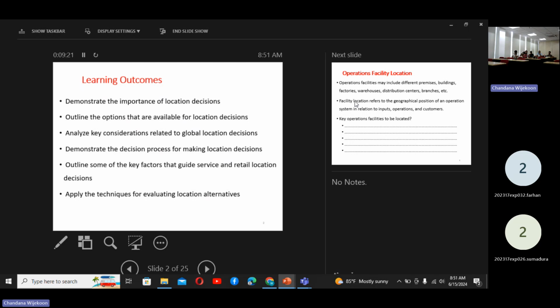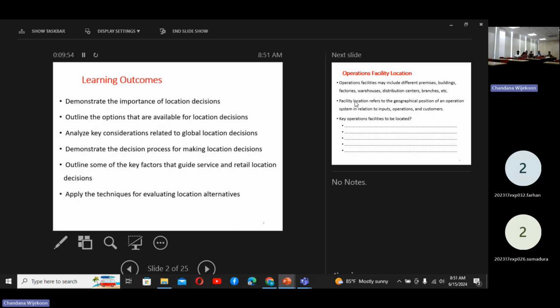What are the options available for facility locations? And then, of course, how location decisions should be made. For local businesses selecting their locations, what to do and what factors to consider. For multinational and global businesses selecting locations, we need to identify what factors they consider. We also try to identify how this location decision should be made. Is there a specific way to make this decision?